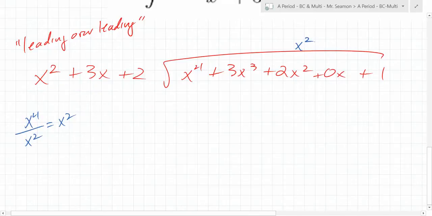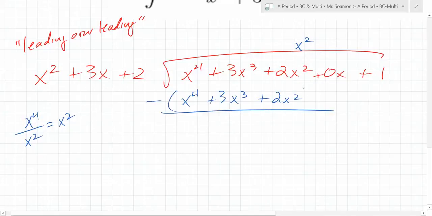And just like regular long division, what do you do with that x squared? Multiply. So you get x to the fourth plus 3x cubed plus 2x squared. You subtract, and what do you get? 0. After you do the subtraction, what do you drop down? You drop down this. It's 0. Leading over leading. It's going to be plus what? Is it plus 1? Oh, no. It's 0 right now, right?